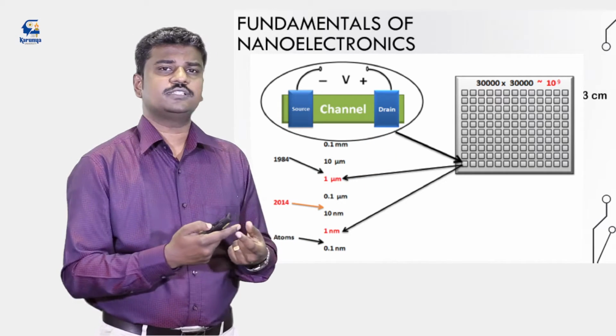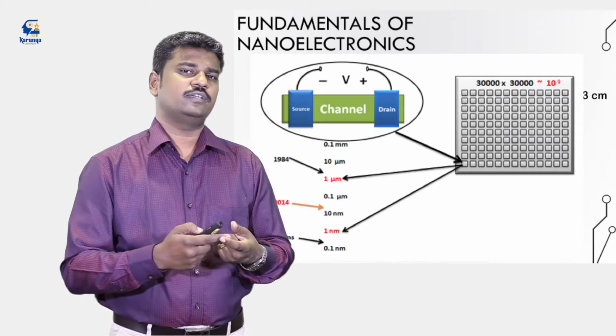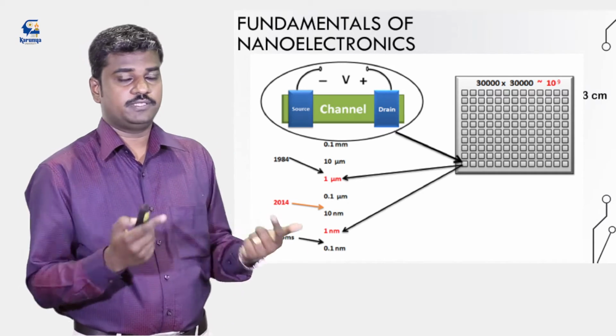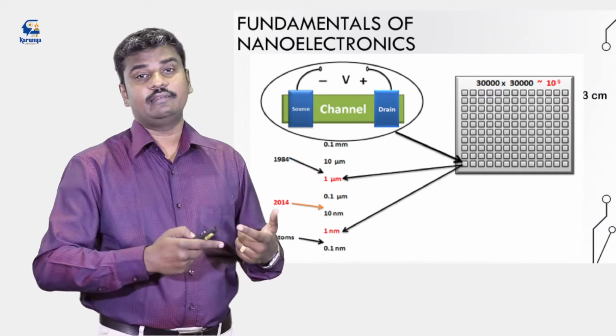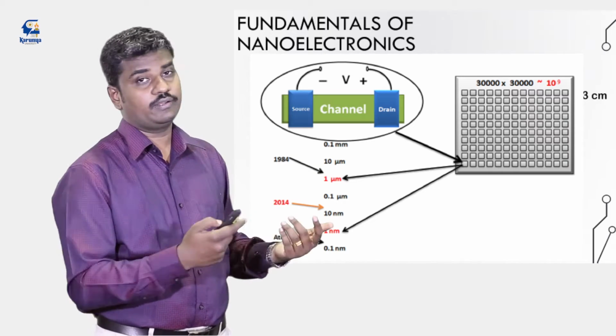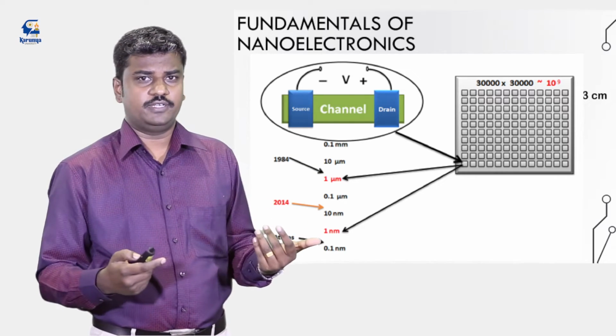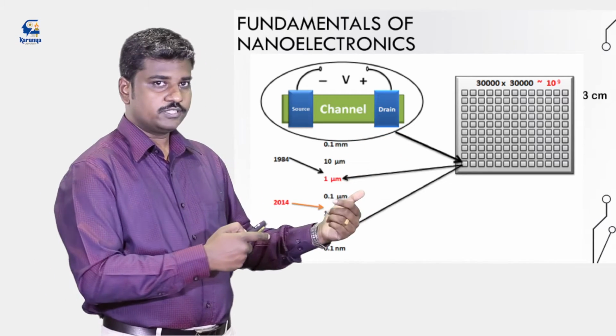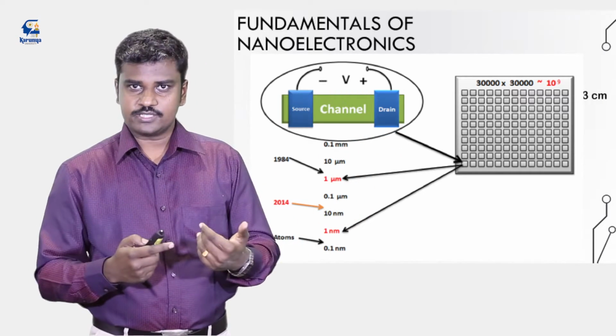If two transistors are combined together, they form a gate. We have all studied many types of gates: AND gate, NAND gate, XOR gate, OR gate. Many types of gates you have studied. These gates are built from transistors. Two transistors combined together form a gate.